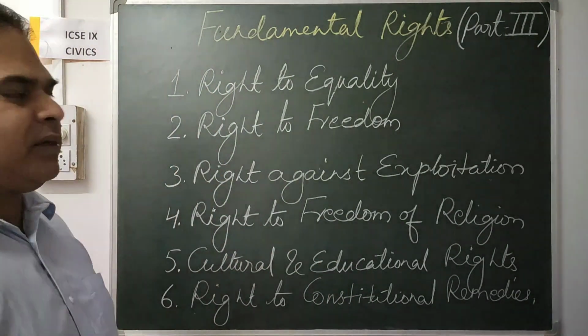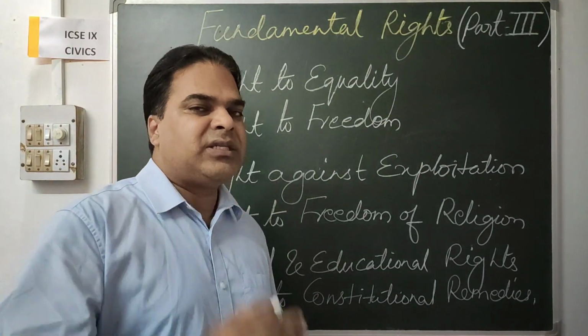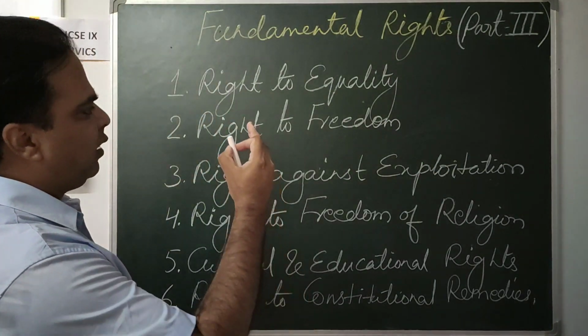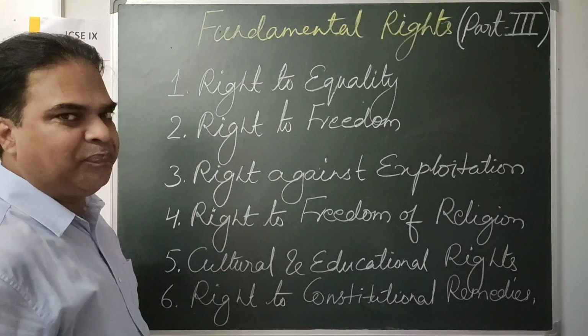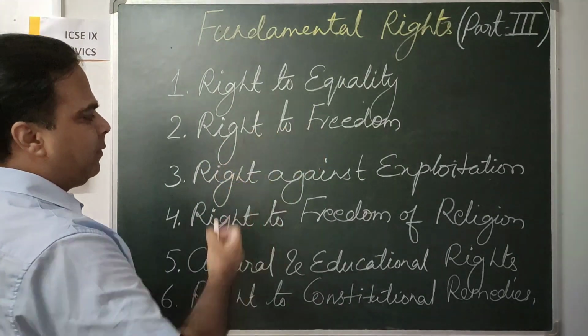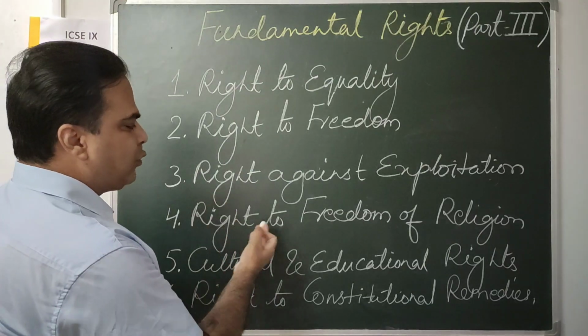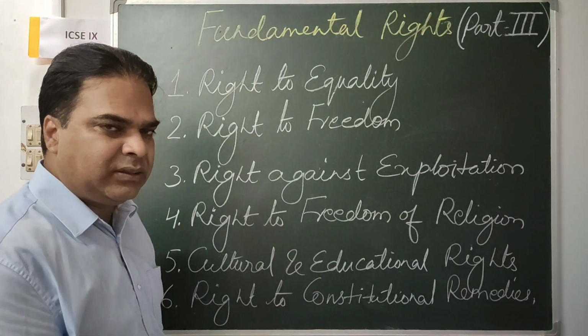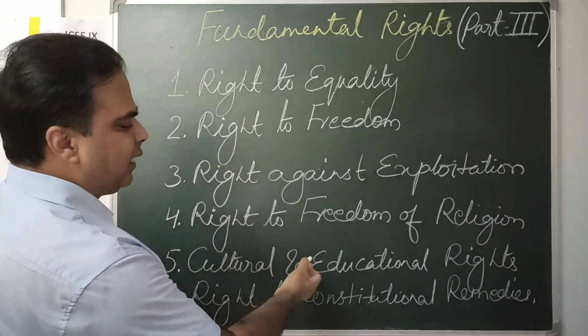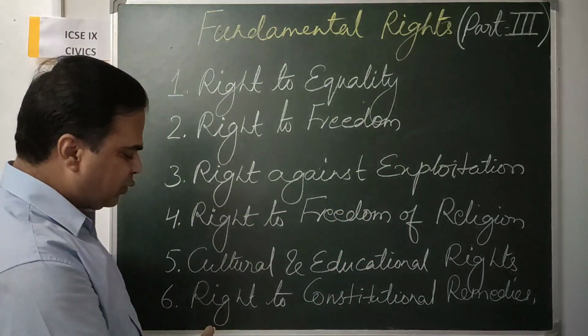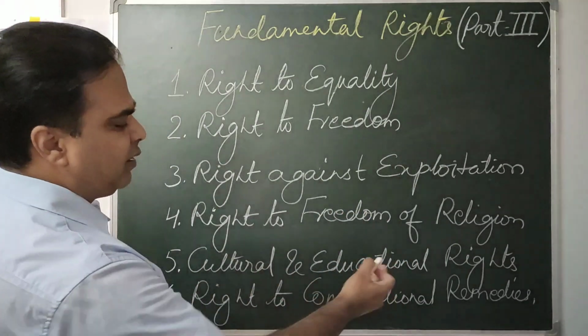Altogether 6 fundamental rights are there. Number 1, right to equality. Then right to freedom, right against exploitation, right to freedom of religion, then cultural and educational rights, and the last one, right to constitutional remedies.